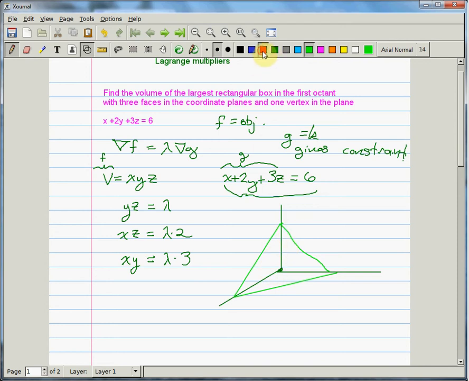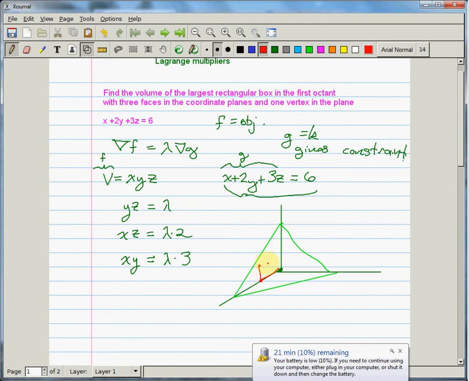And what we're going to be doing here is considering boxes. Sorry, my computer's about to die.